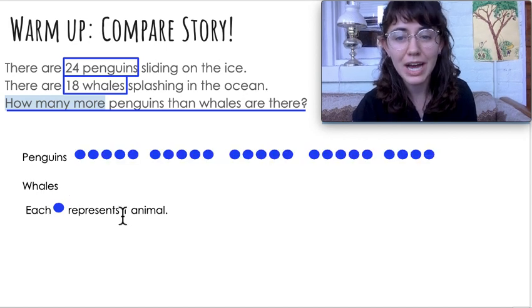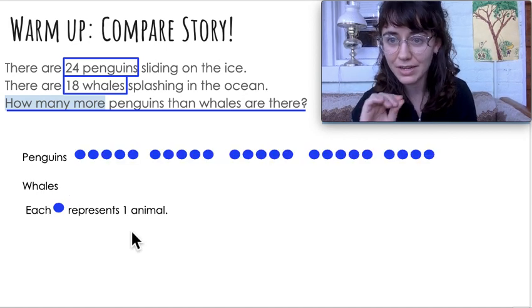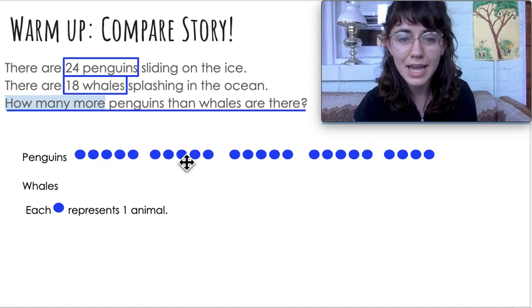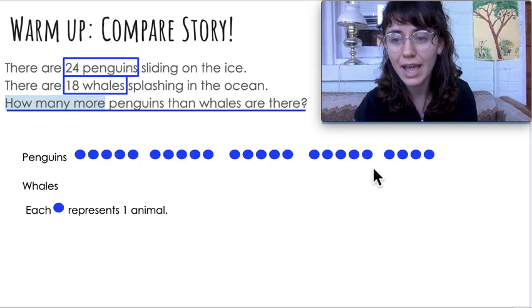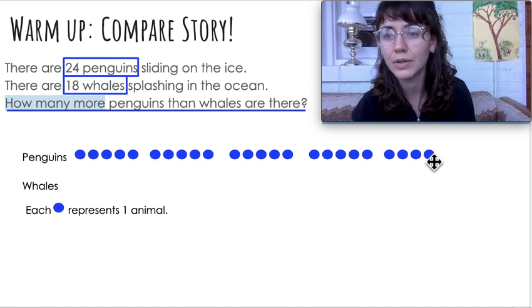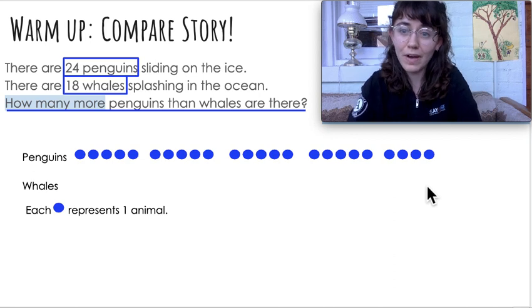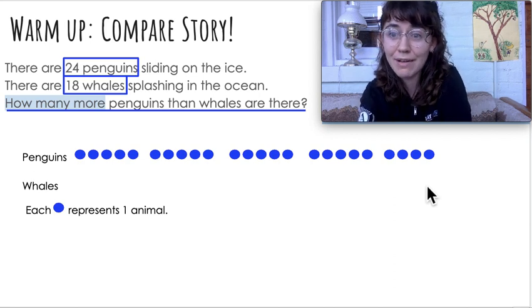So I drew dots for my penguins. I want you to go ahead and draw dots also. I did groups of 5. So I did 5, 10, 15, 20, and then 21, 22, 23, 24. That way I know I did exactly 24 dots. So you go ahead, draw your dots in groups of 5.